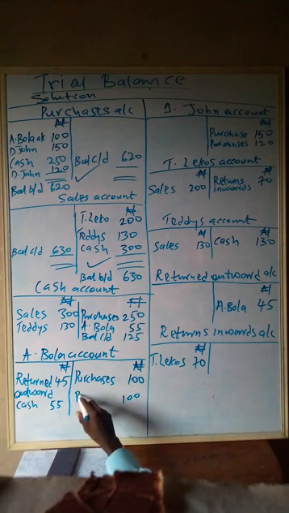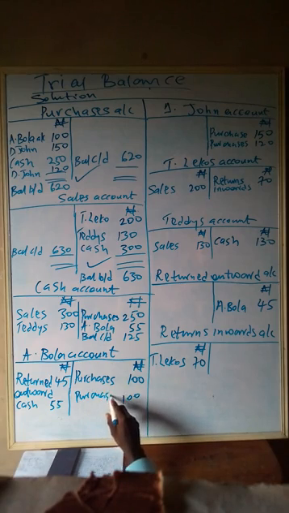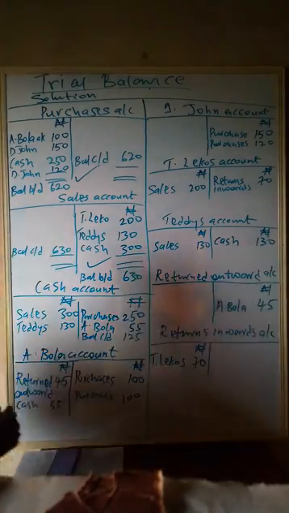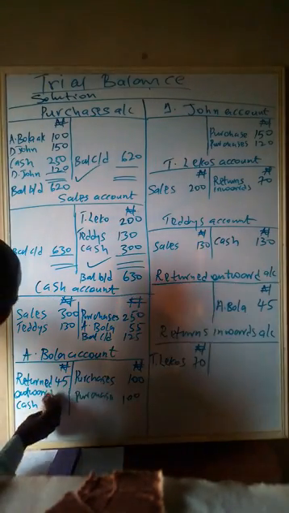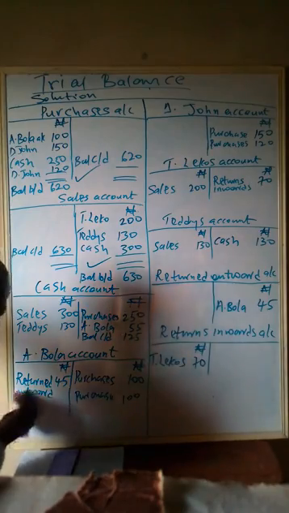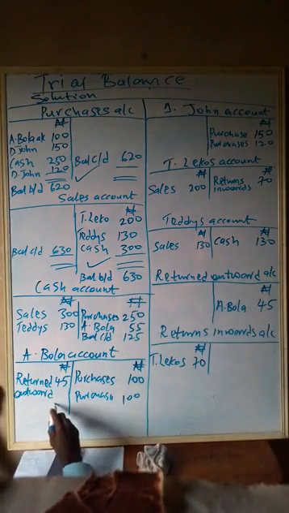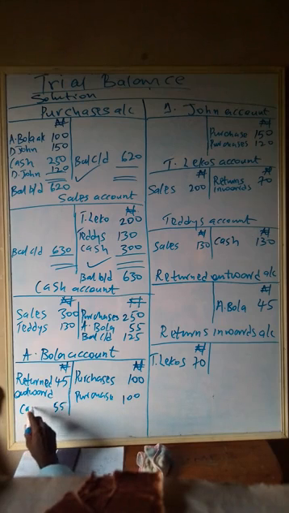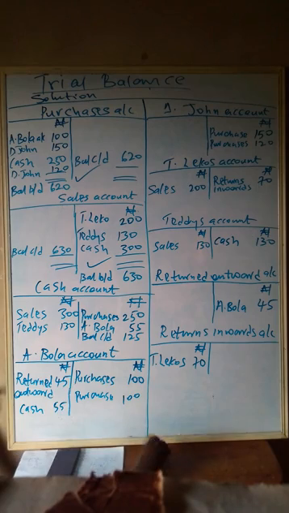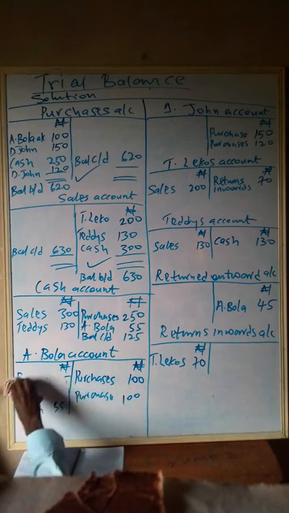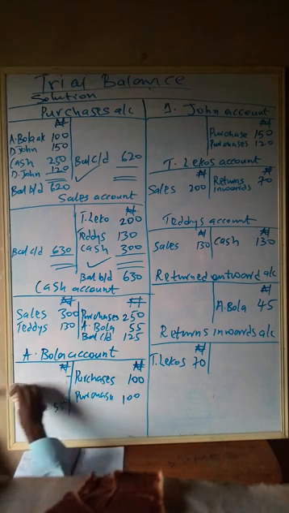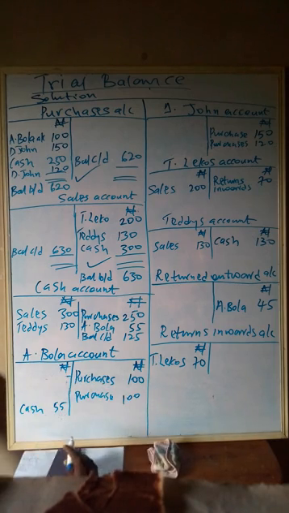100. This is purchases account. So then this return outward. Let me bring this cash down. This cash, which is 55, I bring it down, cash. And this return inward, this return outward, we return goods to Bola. That is how much? Return outward, 45 naira.